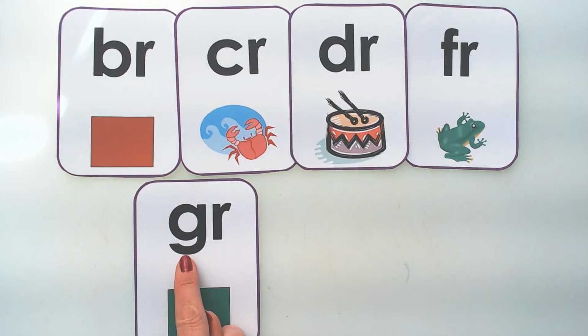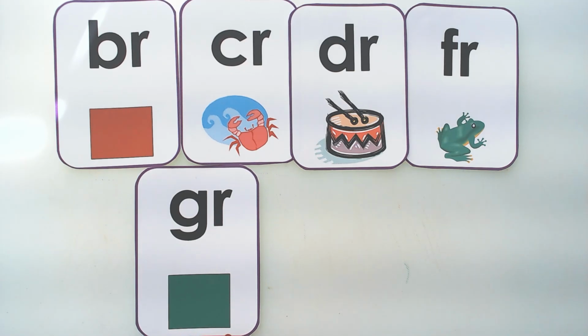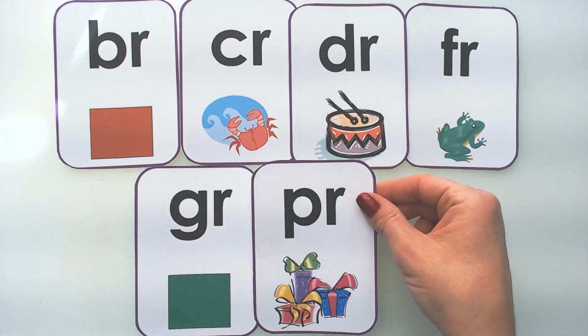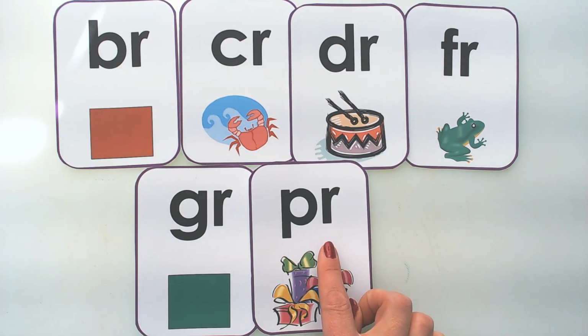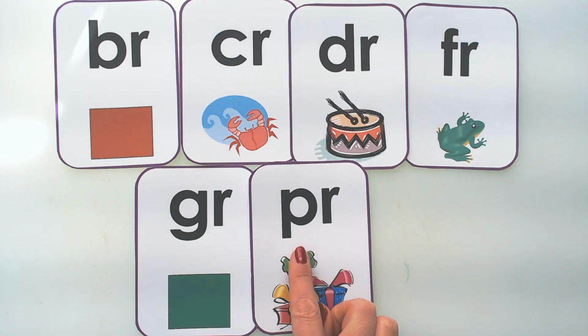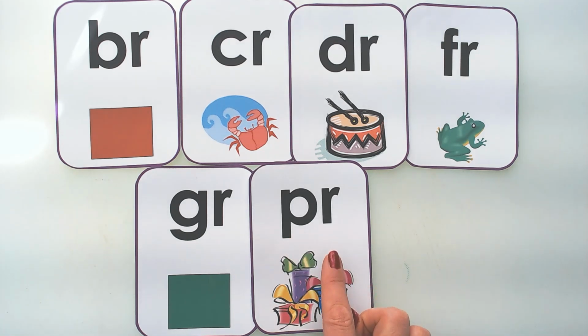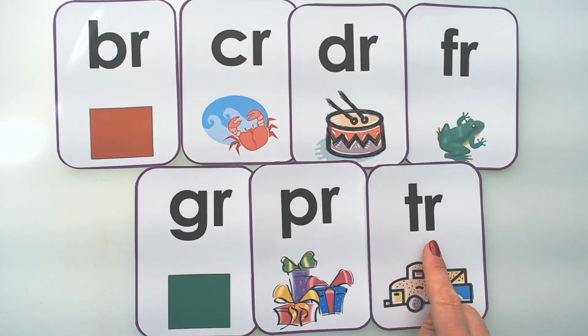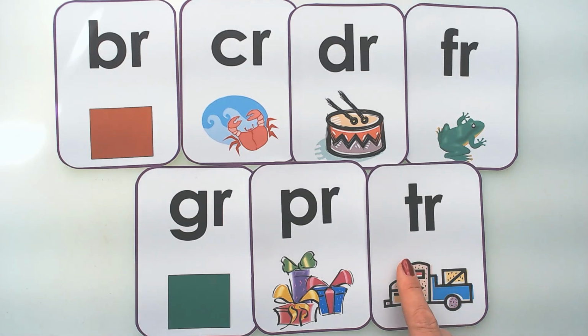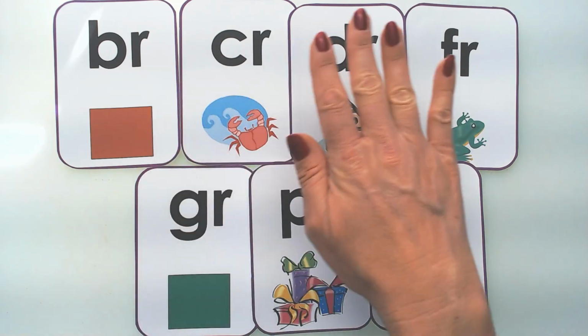G says g and R says r, blend them together, and this says gr, like green. P says p and R says r, blend them together, and this says pr, like present. T says t and R says r, blend them together, and this says tr, like truck. Okay, let's say all of our R blends.